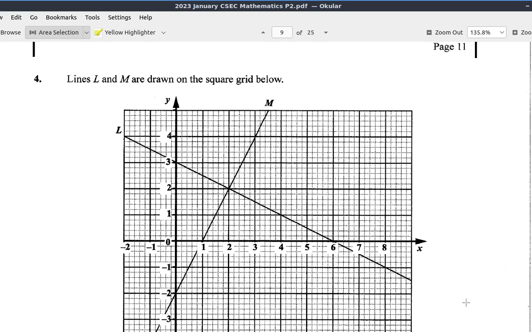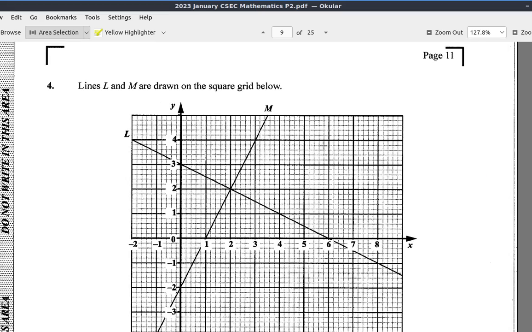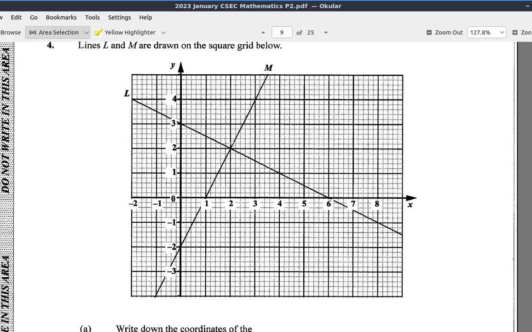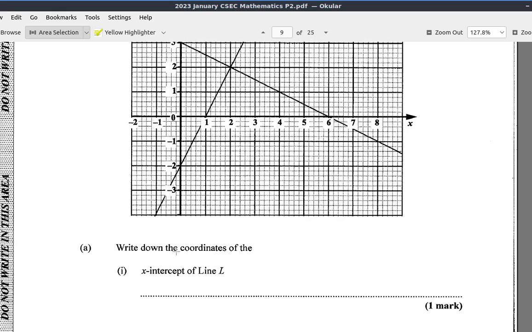Question 4 from the January 2023 CSEC Mathematics paper. What it says here: L and M are drawn on the square grid below. Alright, so you can see that. Write down the coordinates of the x-intercept.